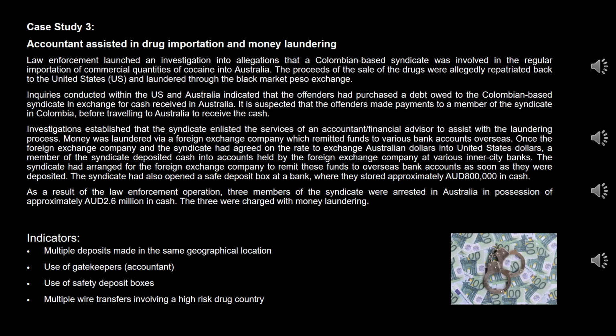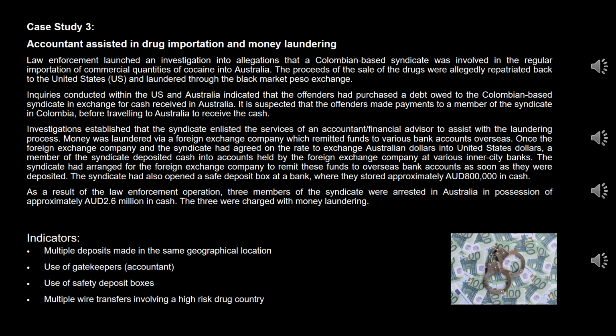Inquiries conducted with the US and Australia indicated that the offenders had purchased a debt owed to the Colombian-based syndicate in exchange for cash received in Australia. It is suspected that the offenders made payments to a member of the syndicate in Colombia before traveling to Australia to receive the cash.